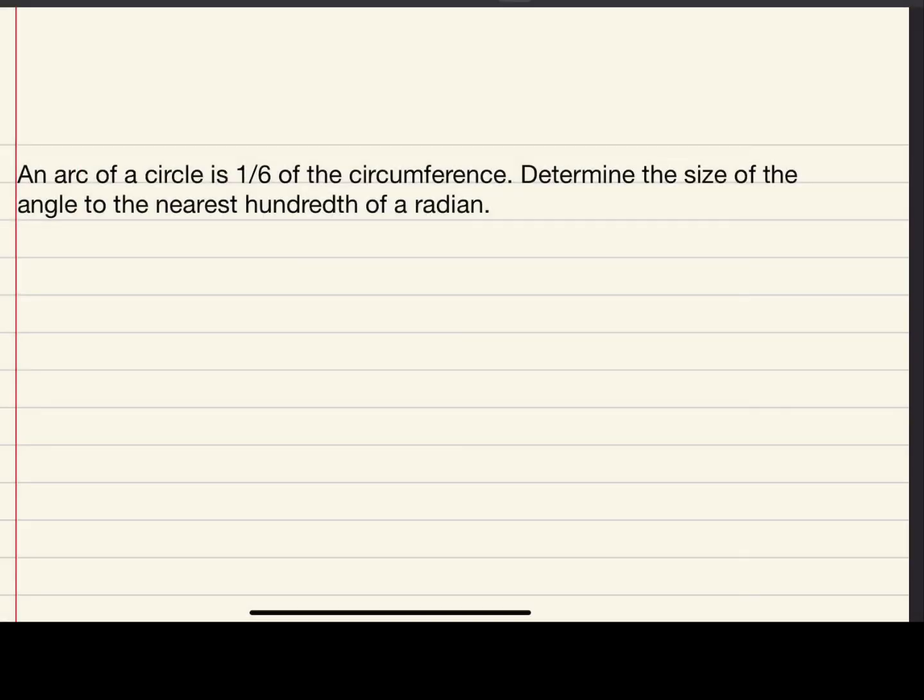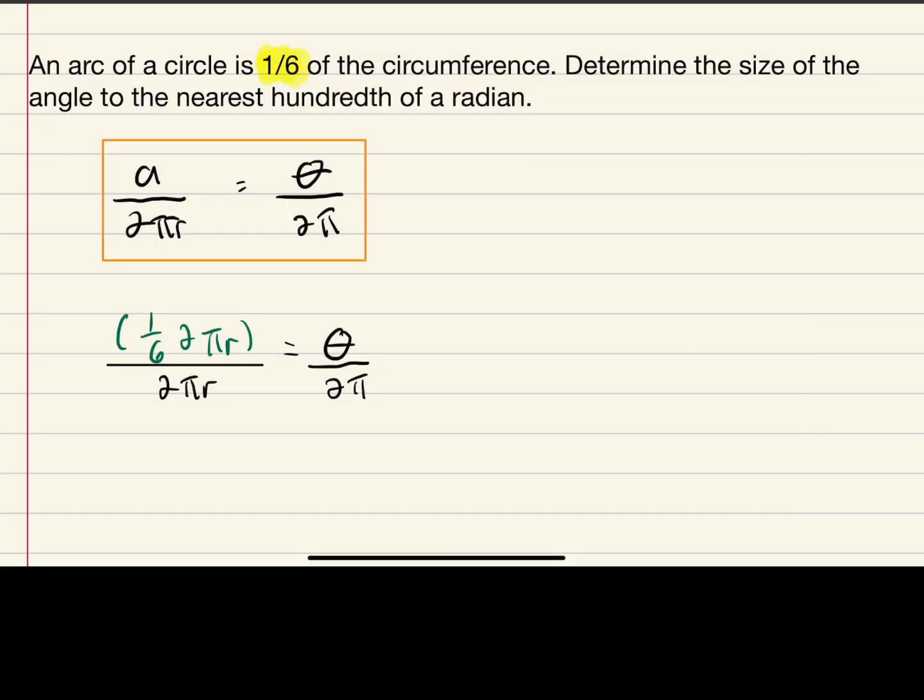An arc of a circle is 1/6 of the circumference. Determine the size of the angle to the nearest hundredth of a radian that would form that arc. So remember that we have the ratio at the beginning of the video that A over 2 pi r is going to be equal to theta over 2 pi. So if I know that this is equal to 1/6 of the circumference, then I can just do the following. I substitute 1/6 of the circumference in for A, and then I simply can just isolate.